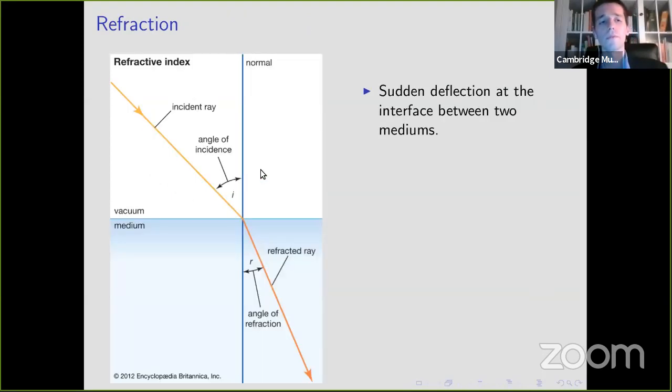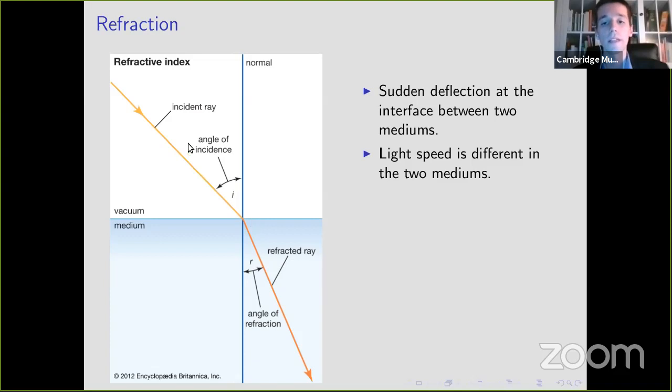There is also the phenomenon of refraction. This is the sudden deflection of a ray of light between two different mediums. Here it could be vacuum, air, or it could be air and water. So with refraction, an incident ray, a ray coming in, gets deflected, gets a different angle at that interface.